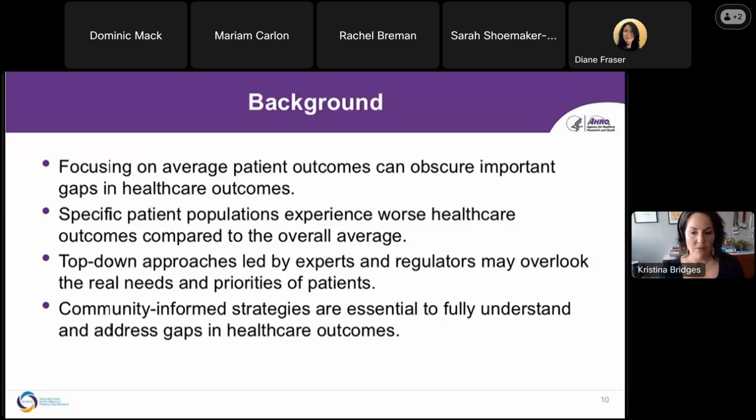So that's why community-informed strategies are essential. By sharing our outcome data with community members and listening to patients and community voices, we gain deeper insights into where our health system may be failing and how we can improve. Only then can we begin to close the gaps and create a healthcare system that truly serves everyone. Next slide.